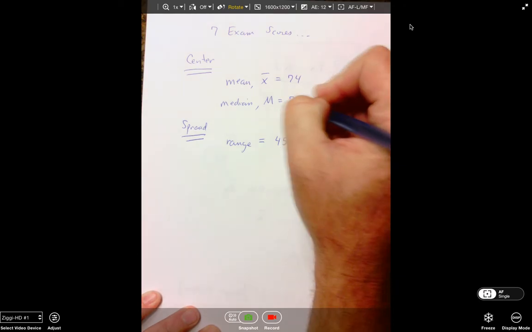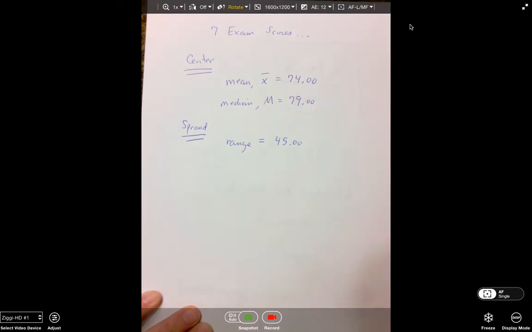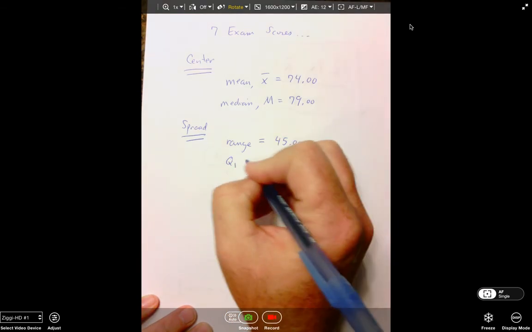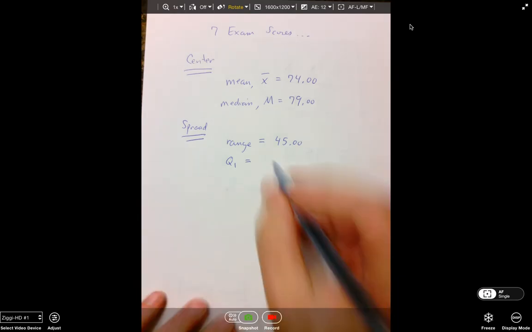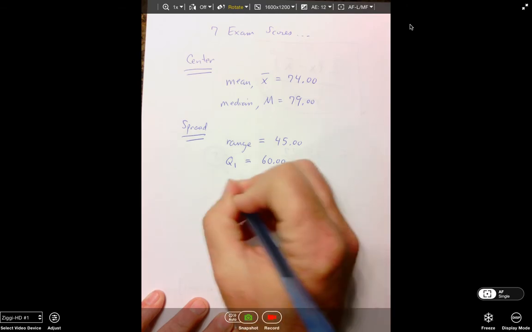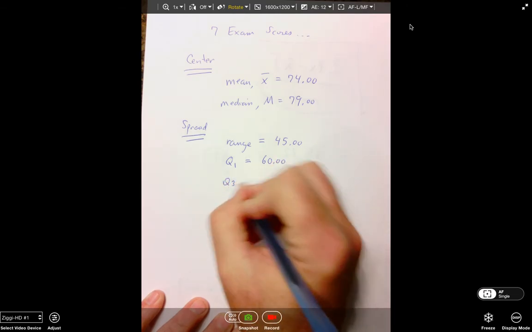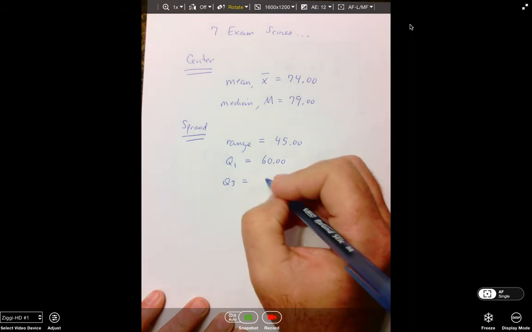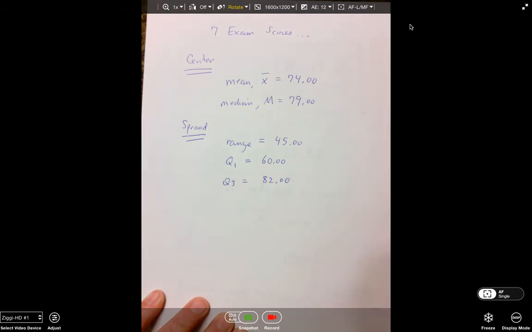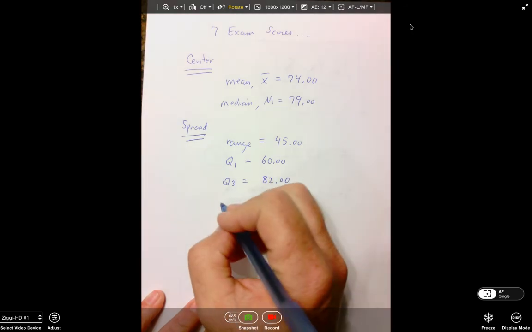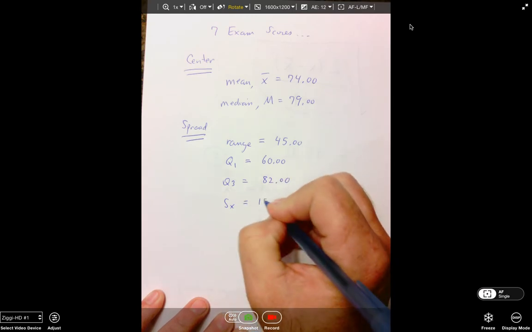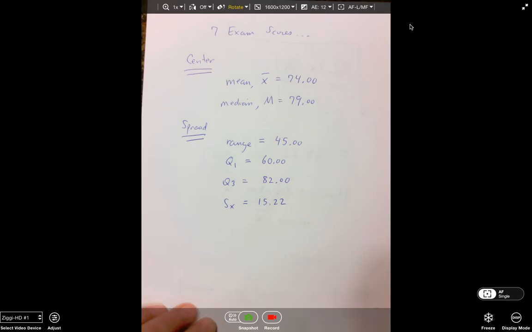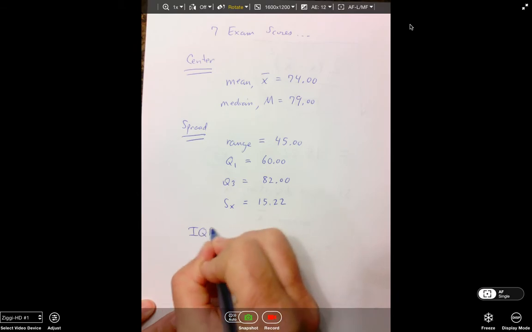And let's just go ahead and be consistent here. We always want to round these things to 2 places. We found that Q1 was equal to 60. We found that Q3 was equal to 82. We saw that our standard deviation was 15.22.